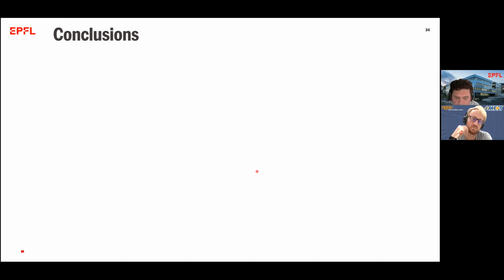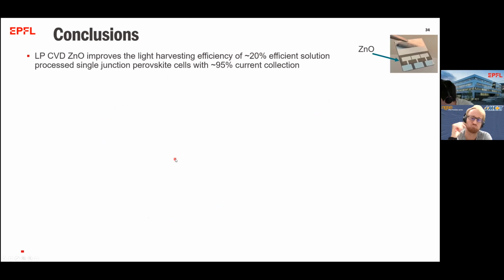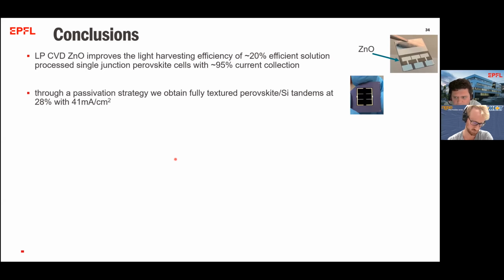So that already brings me to my conclusion. Not sure how I'm doing on time. Oh, it's still okay. So in the first part, I've shown you this low pressure CVD deposited zinc oxide, which allows us to make 20% efficient devices with a very nice spectral profile, reaching 94–95% of the maximum current. By using a passivation strategy, we were able to get pretty efficient, close to world record efficient tandem devices with very high current density, combining the two subcells.